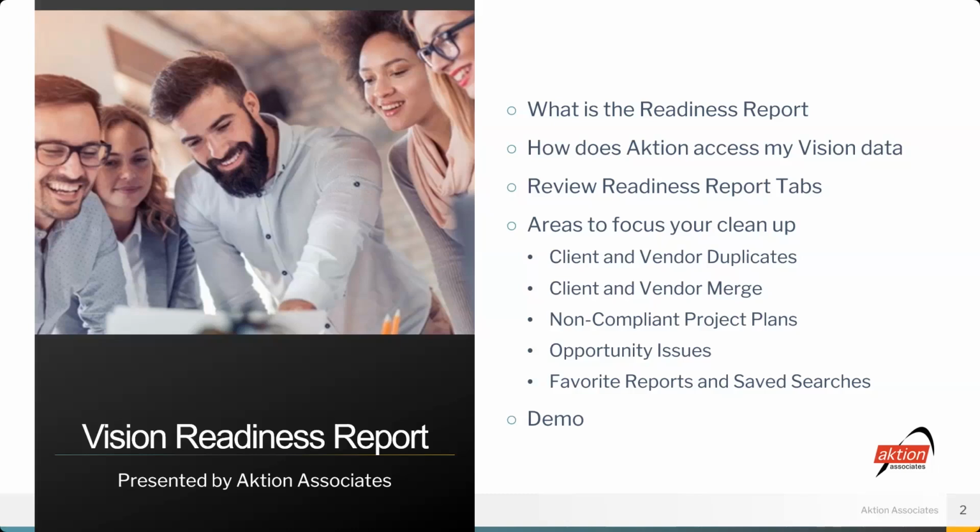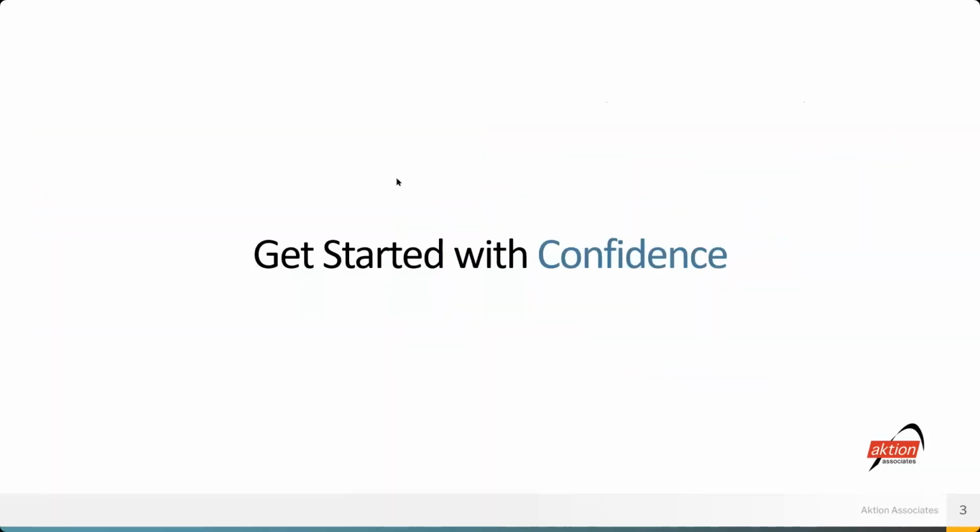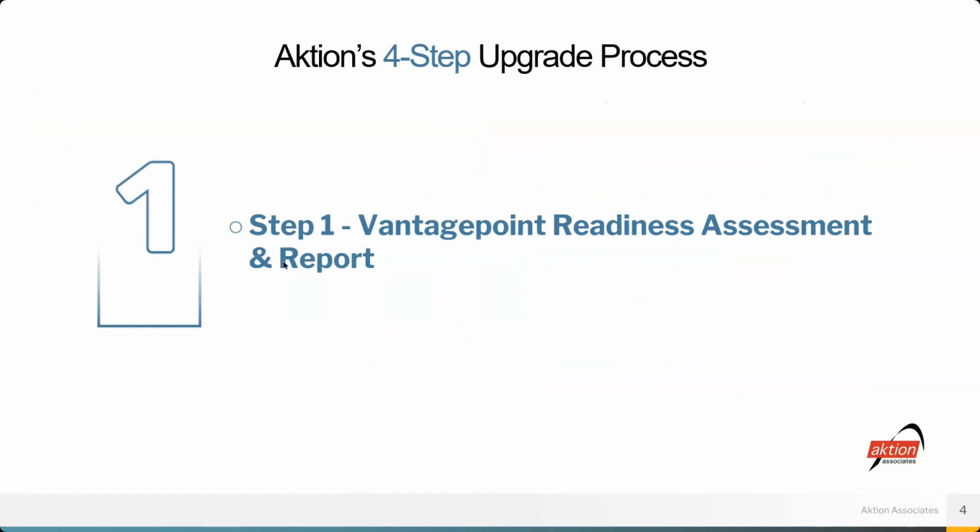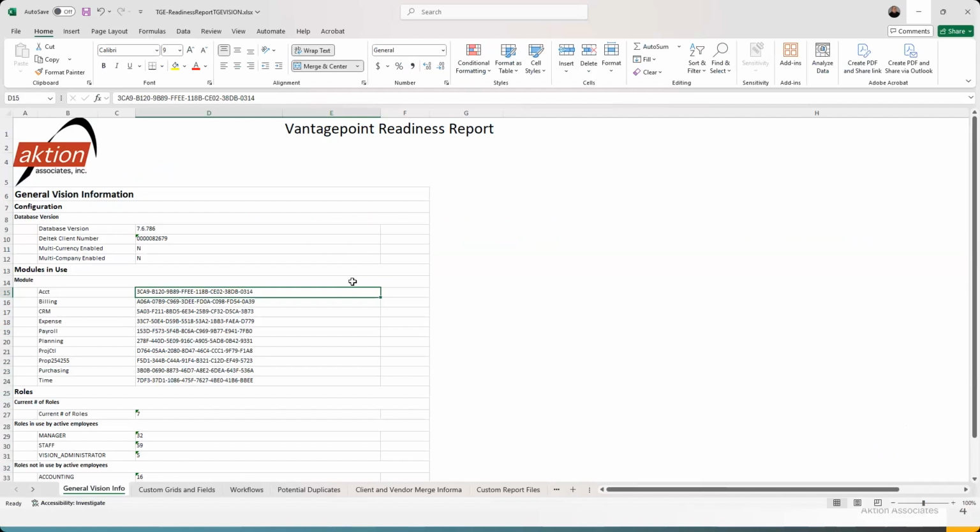So like we said, your first step in your journey is getting confidence, right, with your data. And that first step is that Vantagepoint readiness assessment and report. Like I said, once we get access to your Vision, we will spin up a report and it will come out to you. And that report is in an Excel format. This is a sample one here.